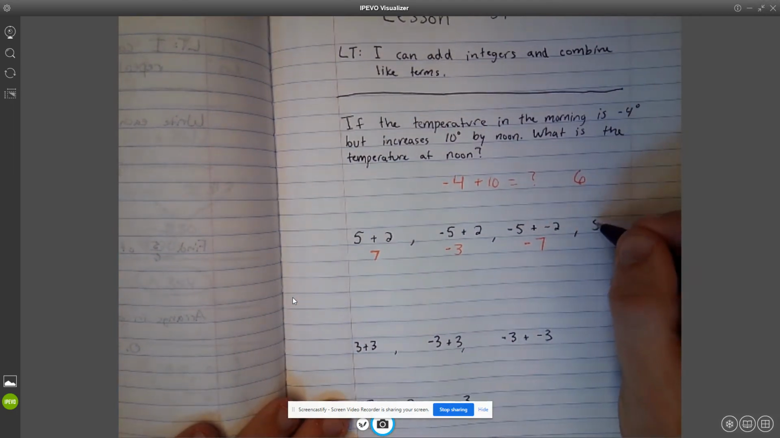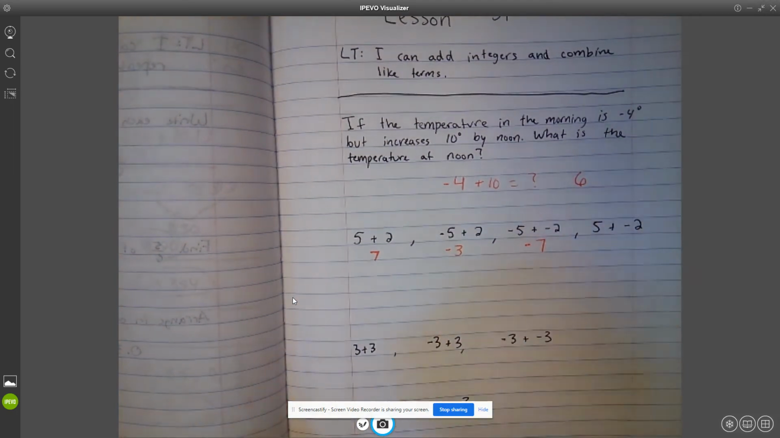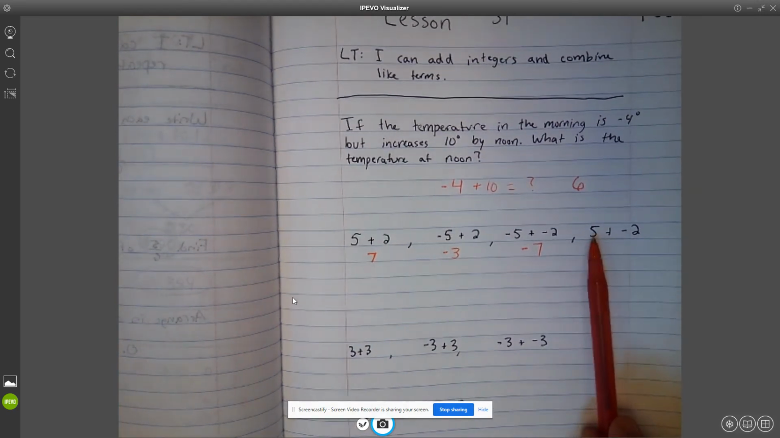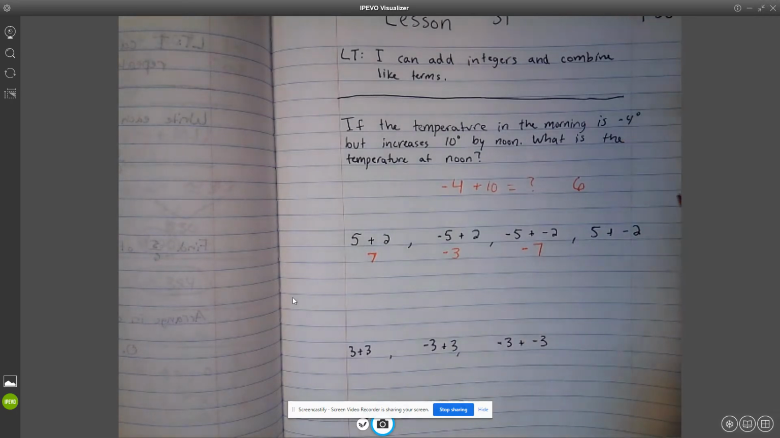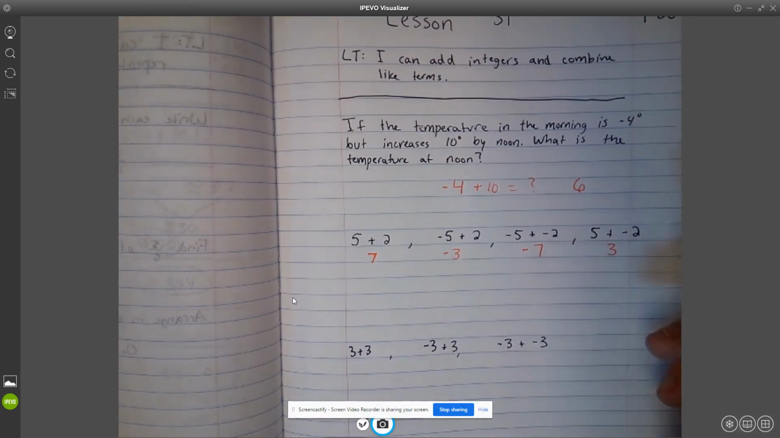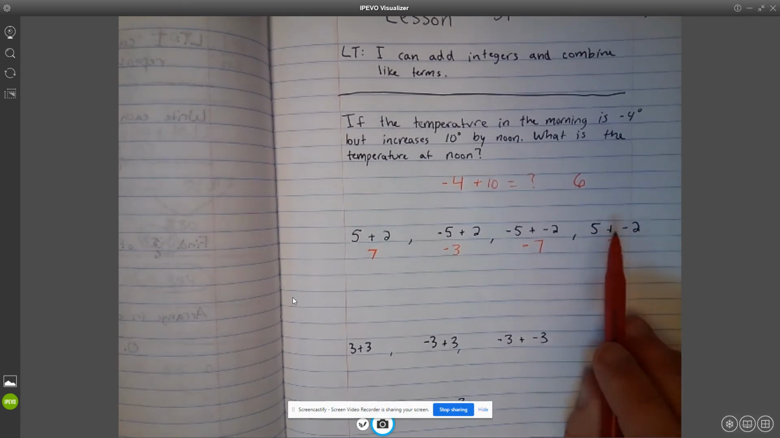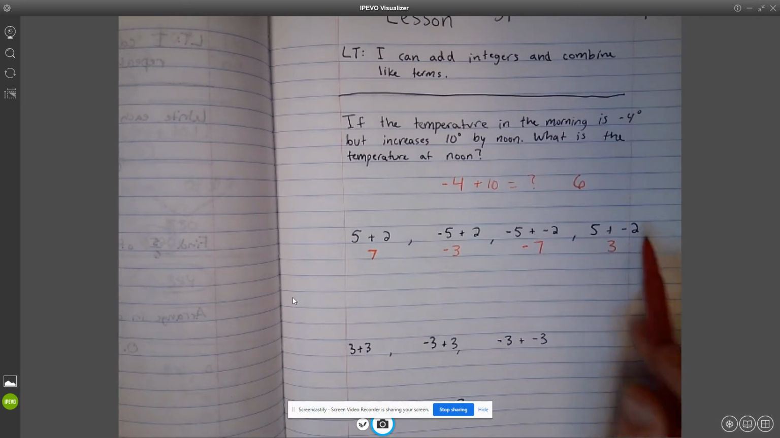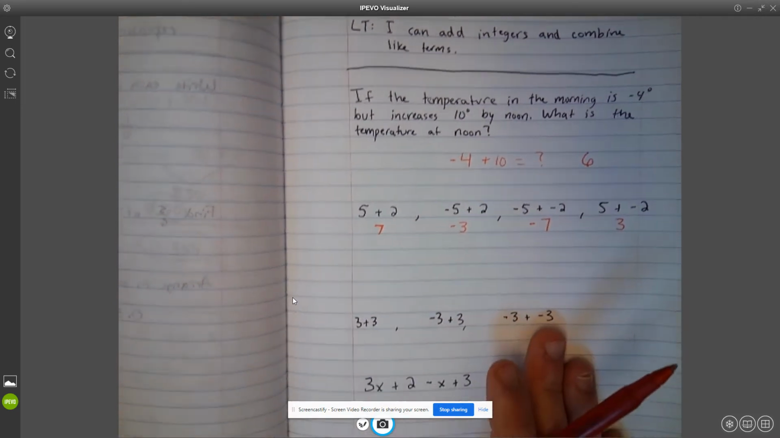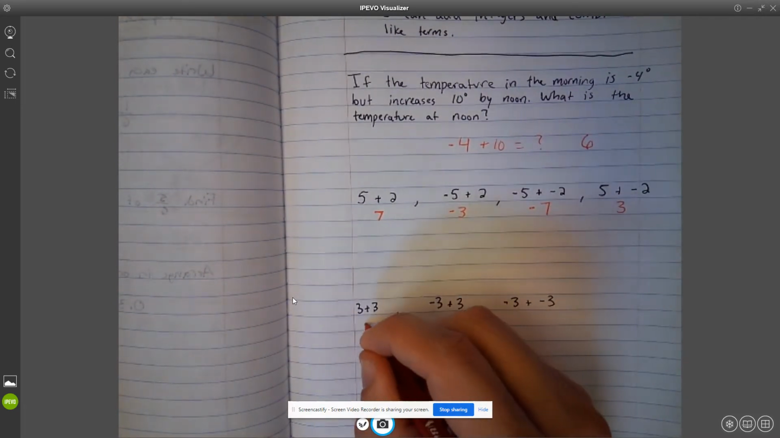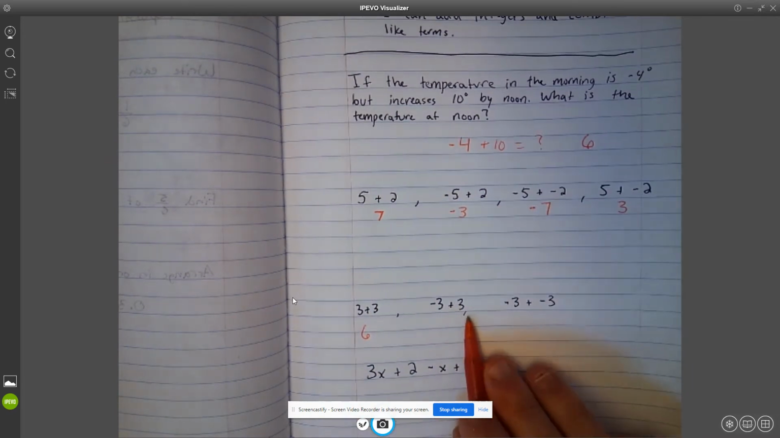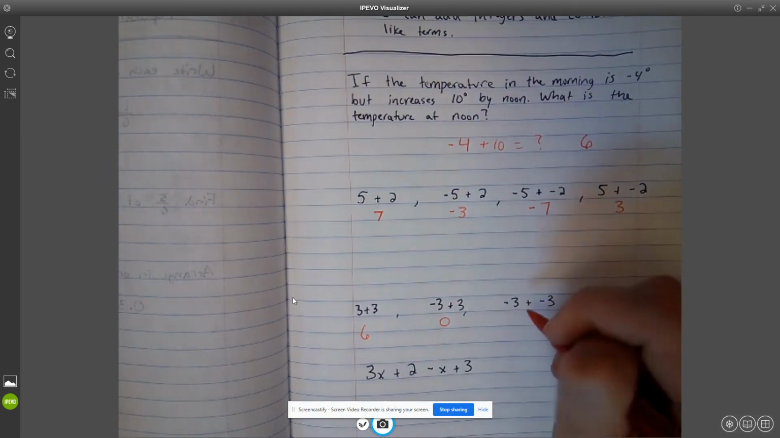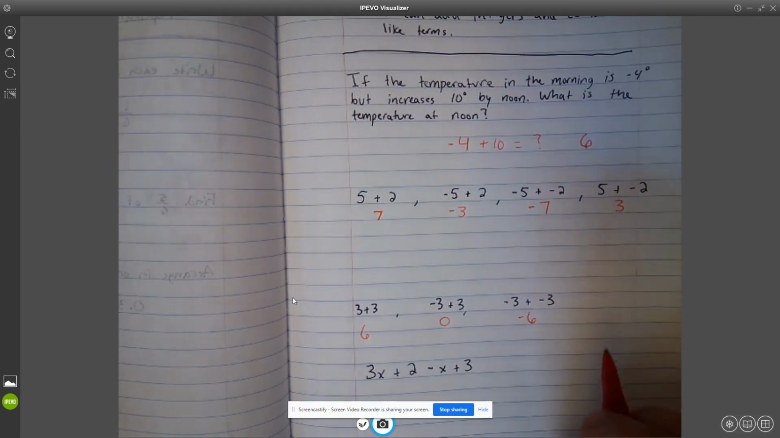I guess I can throw on that last one too. We can go 5 plus -2. Again, what's bigger, 5 or 2? Okay, it's the 5. 5 minus 2 is 3. Is my positive or my negative bigger? My positive is bigger, so my answer is going to be positive. You should know 5 minus 2, 5 plus -2, same thing. 3 plus 3, 6. -3 plus 3, those cancel out. We get 0. And two negatives to combine are going to get a bigger negative.